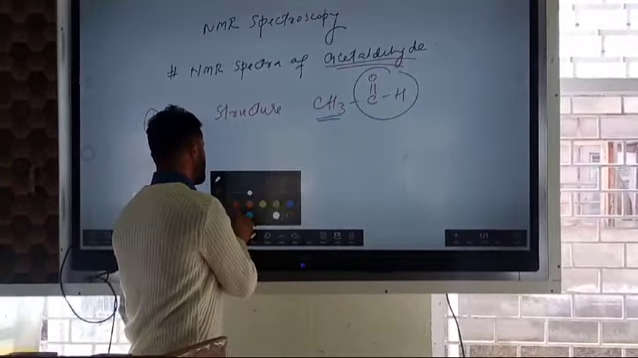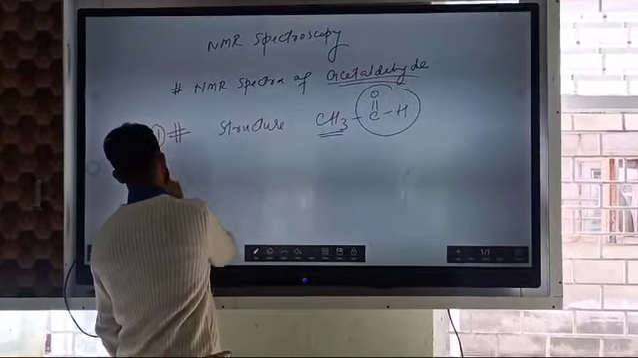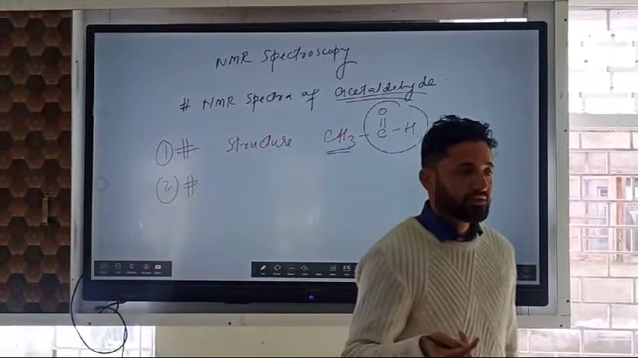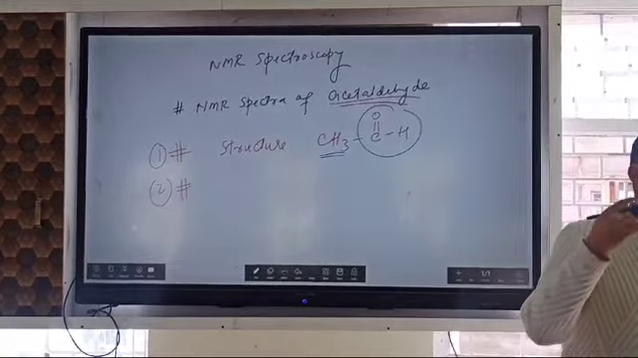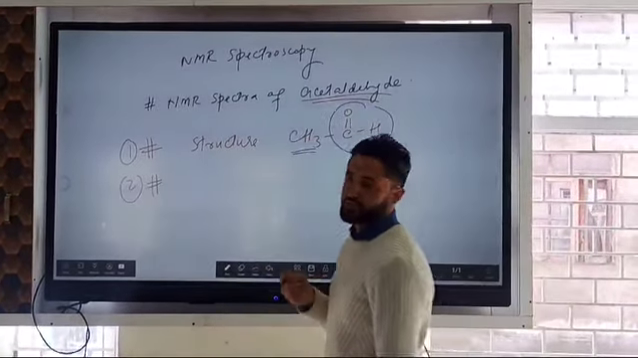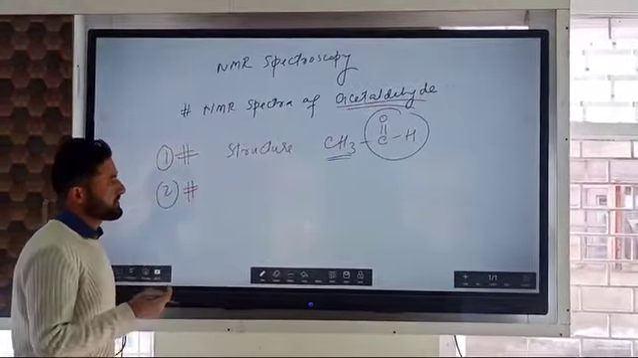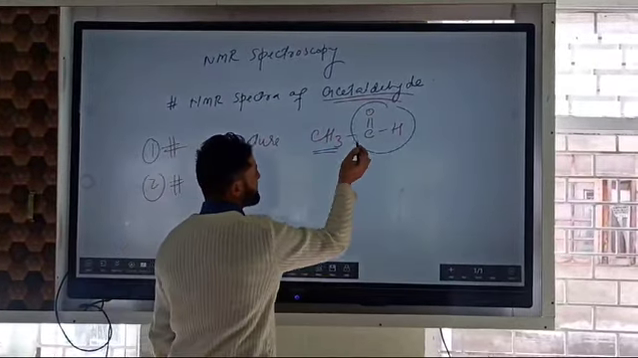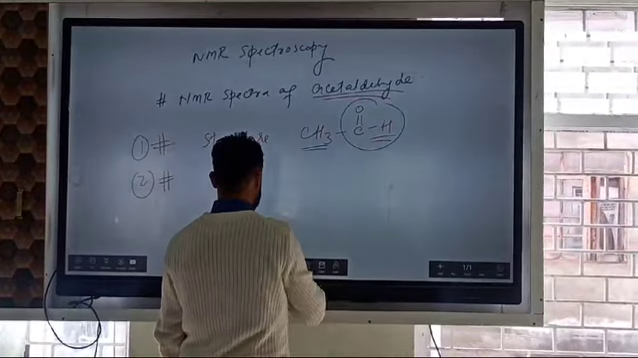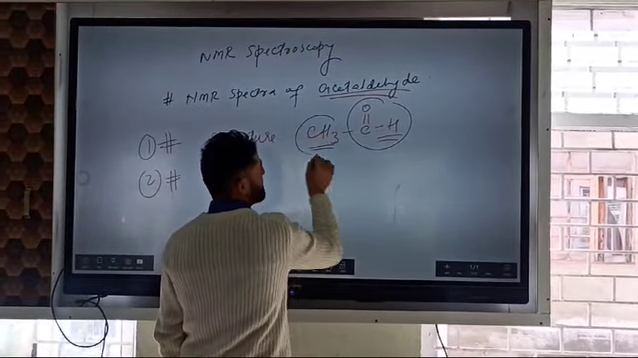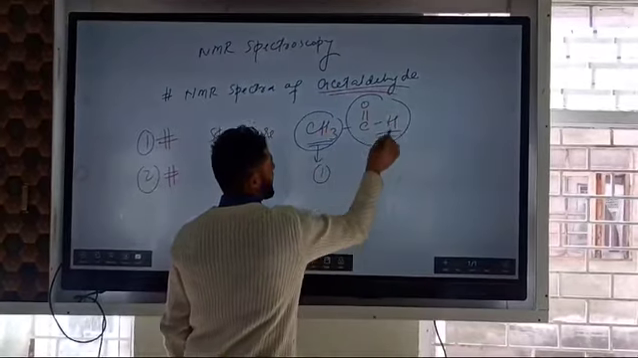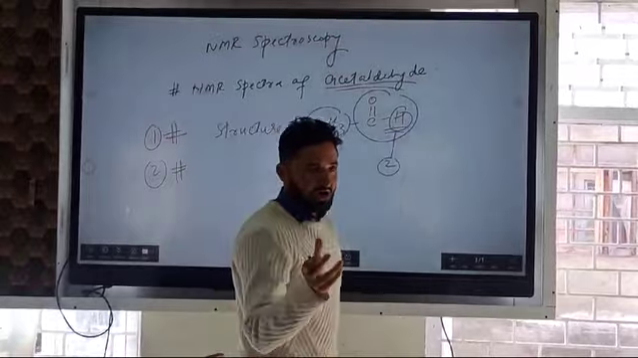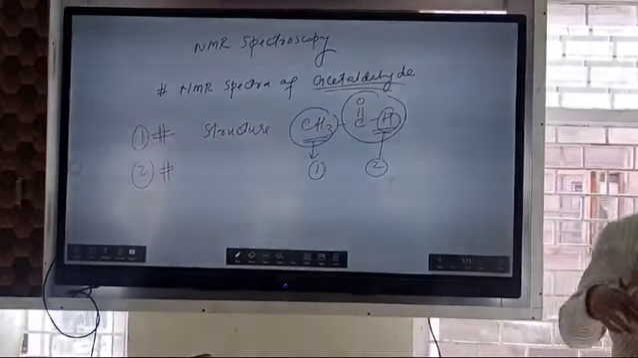So the second thing is very important. What you do is you look for the different types of protons in your spectrum. So how many different types of protons are there? There are two different sets. So this one forms the first set, and this forms the second set, because both of the protons are of different nature.